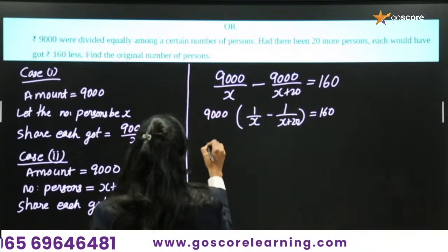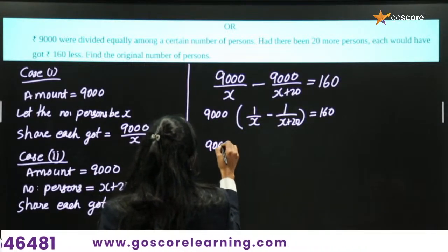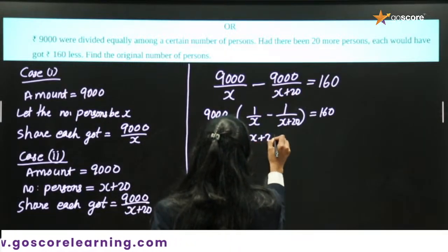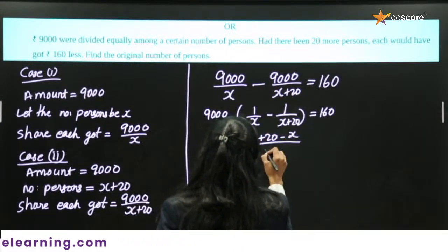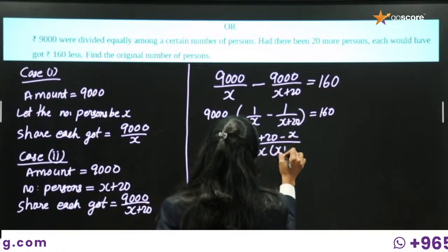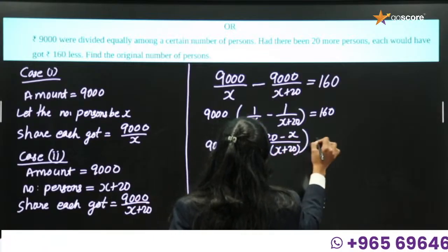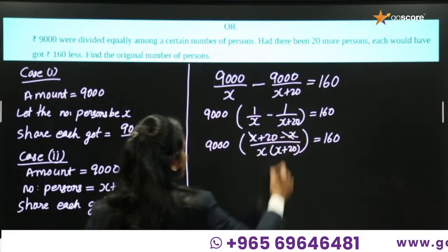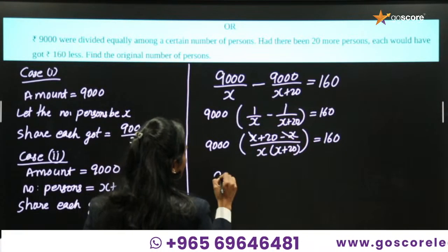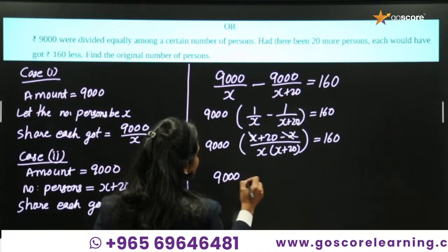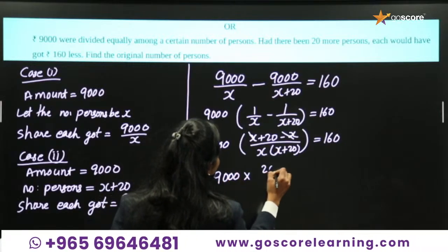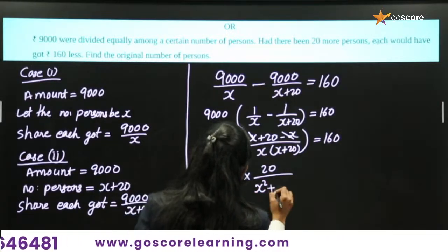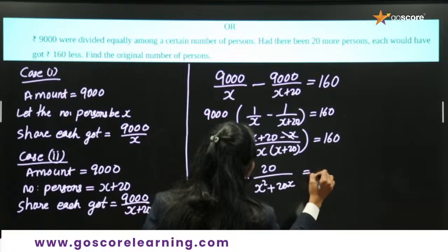Then 9,000 into cross multiplication, x plus 20 minus x divided by x into x plus 20 is equal to 160. Now this positive x and negative x we can cancel. So 9,000 into 20 divided by x square plus 20x is equal to 160.